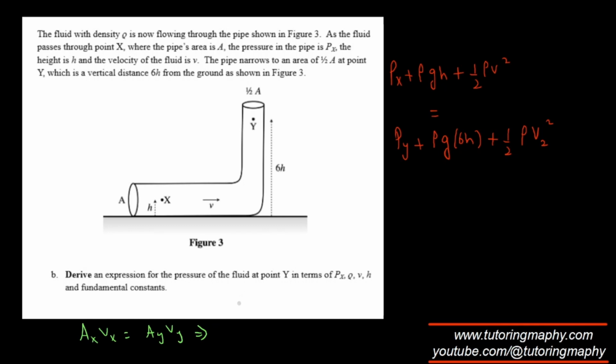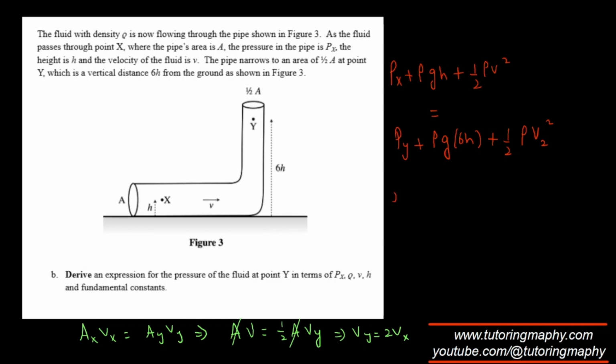What is the area at x? That's going to be A. What is the velocity at x? That's going to be just v. This will be equal to what is the area at y, that's half of A, and what is the velocity at y, that we do not know. So these two are gone, and the velocity will now come out as twice of what we had at x.